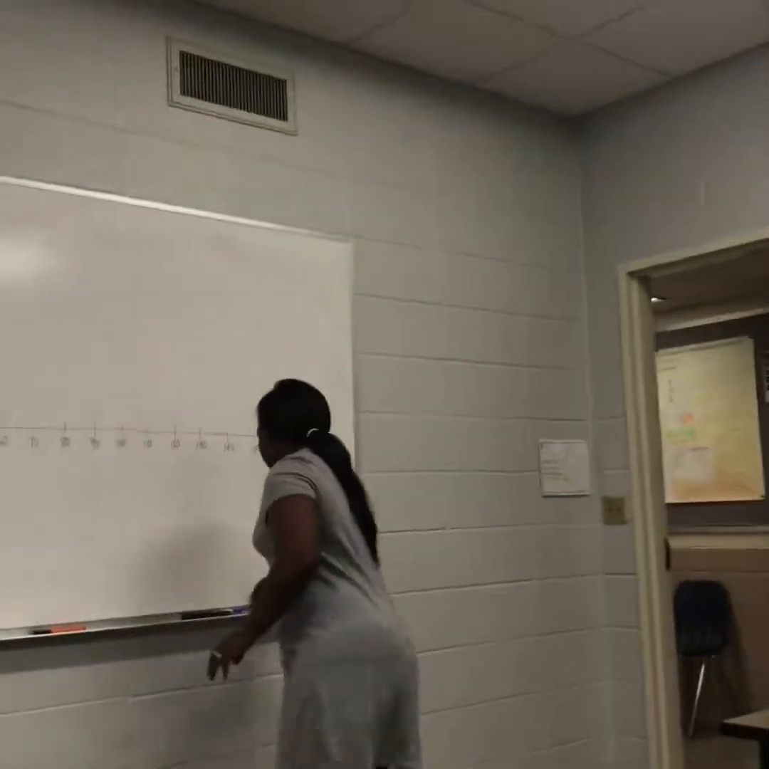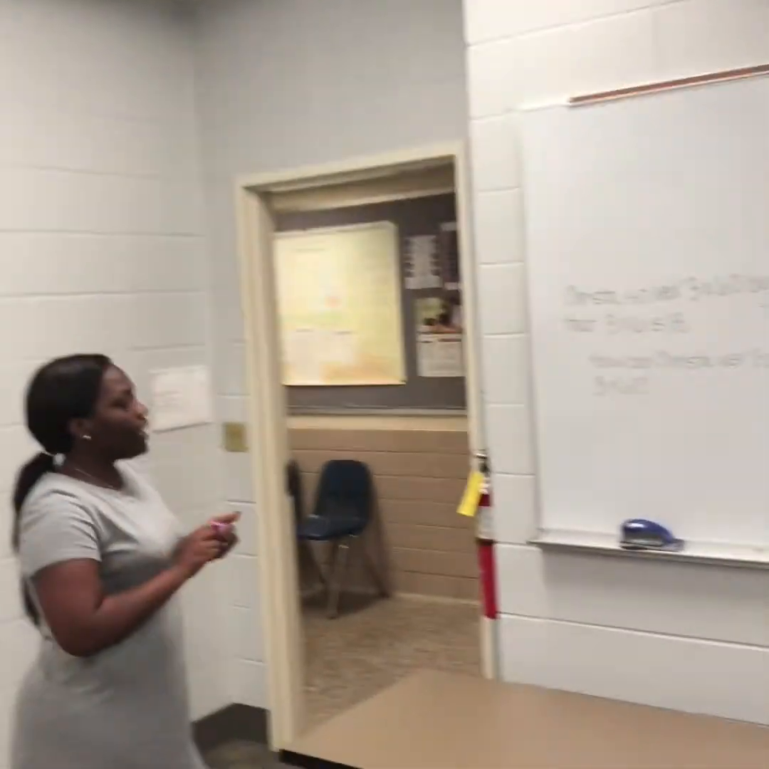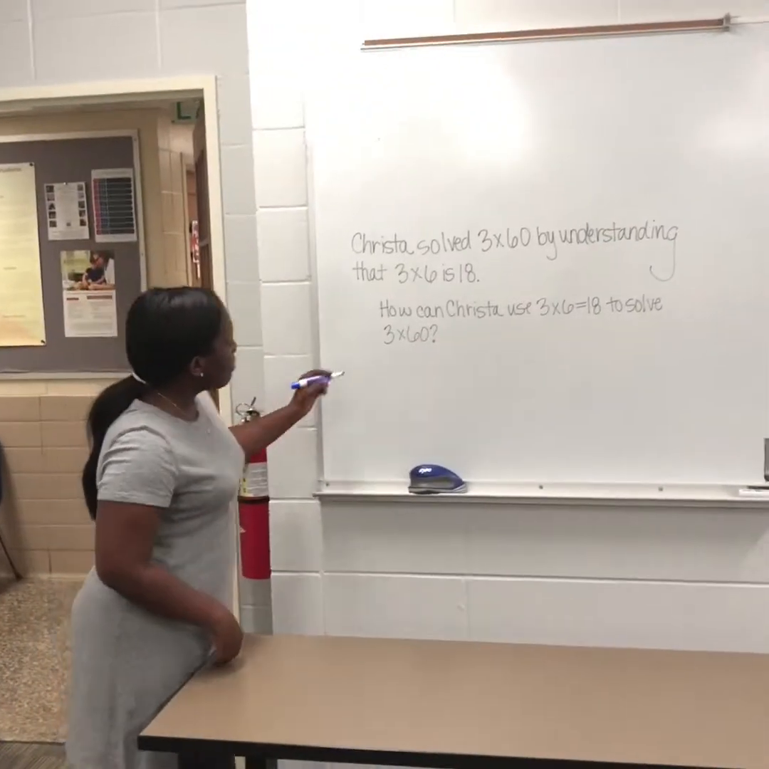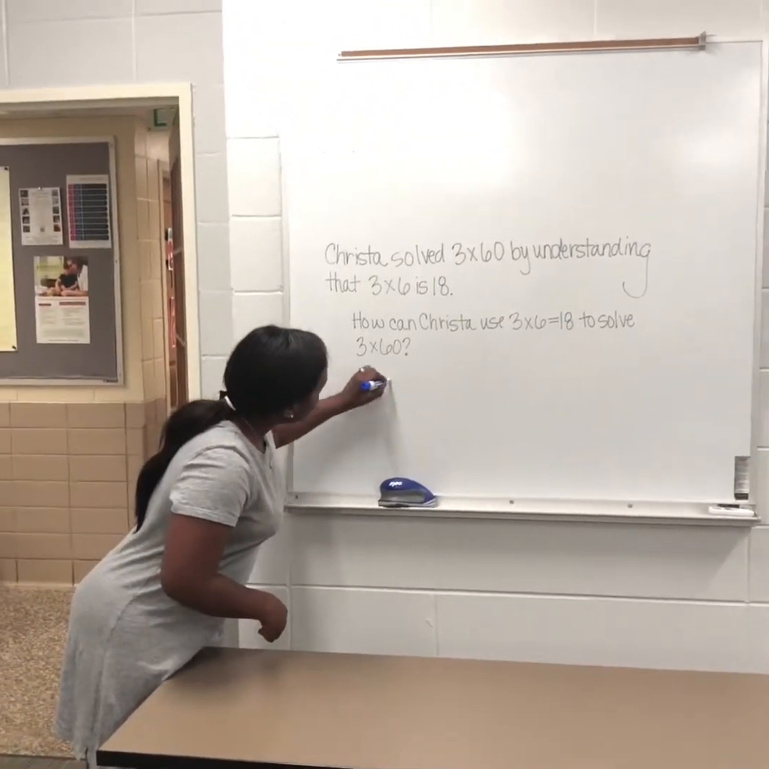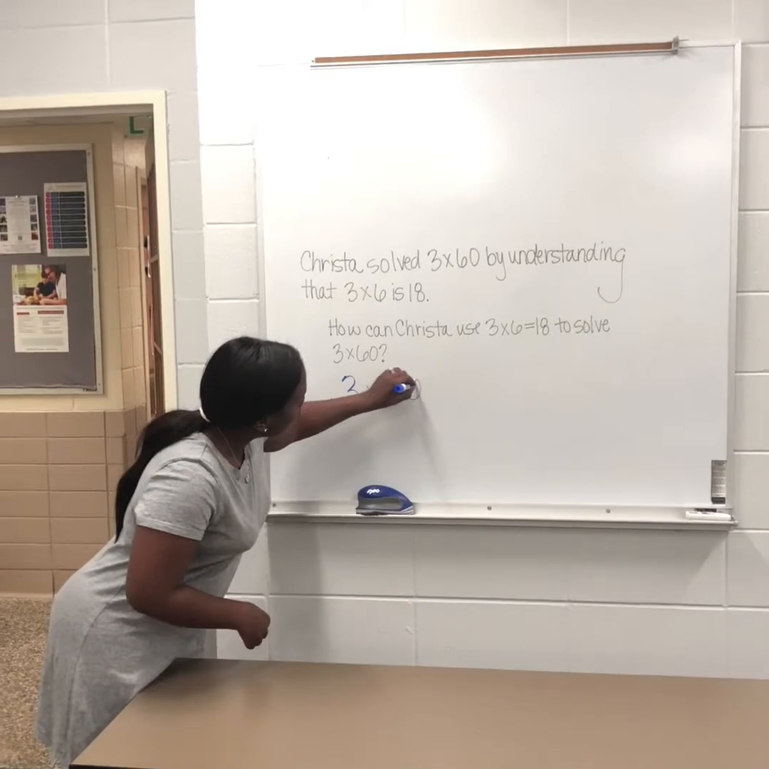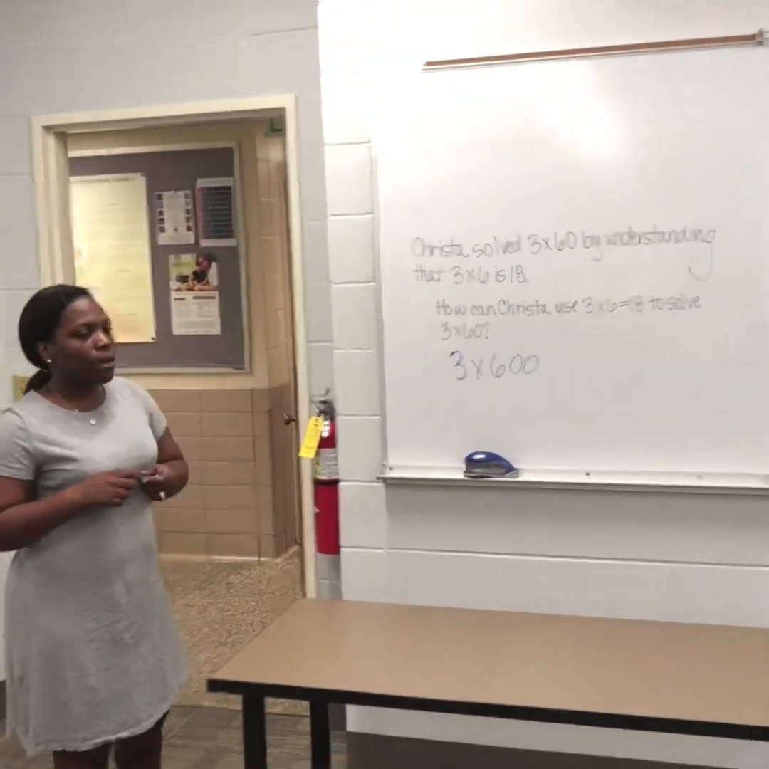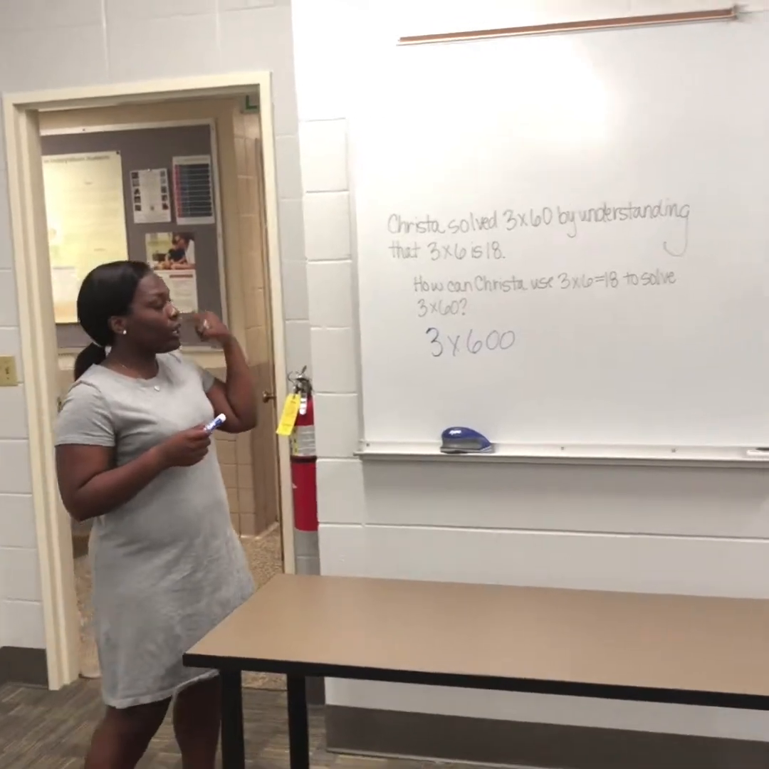Okay, let's take it a step further. What if, let's think in place value, and I know we're only discussing tens, but what if that problem was 3 times 600? How can we use place value to help solve that problem based off of what we already know?